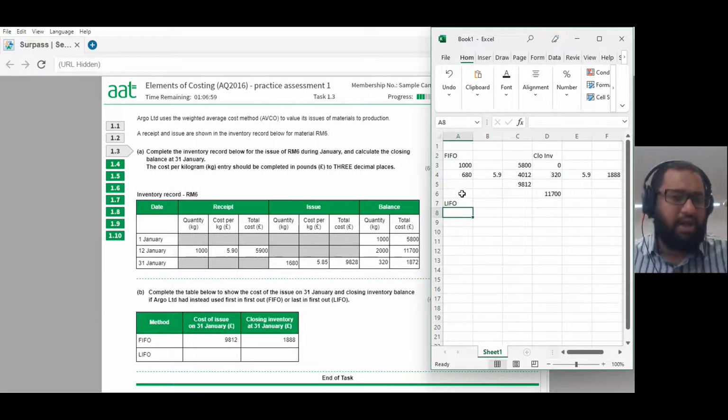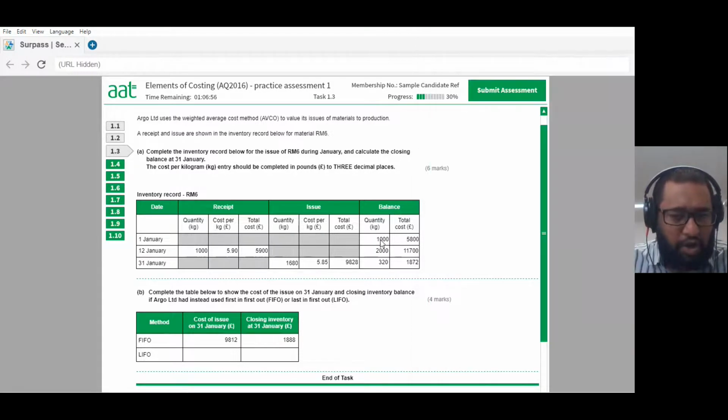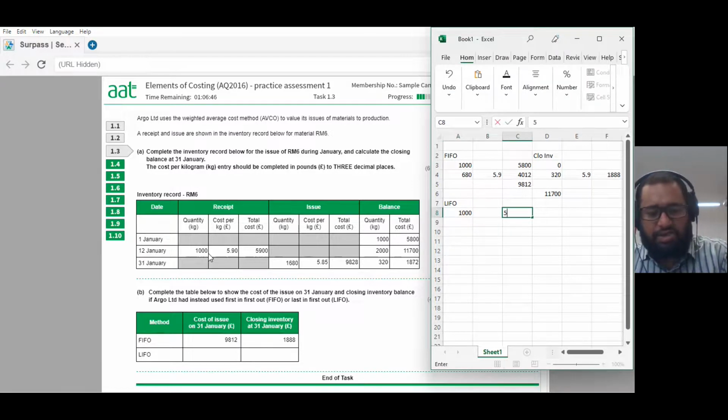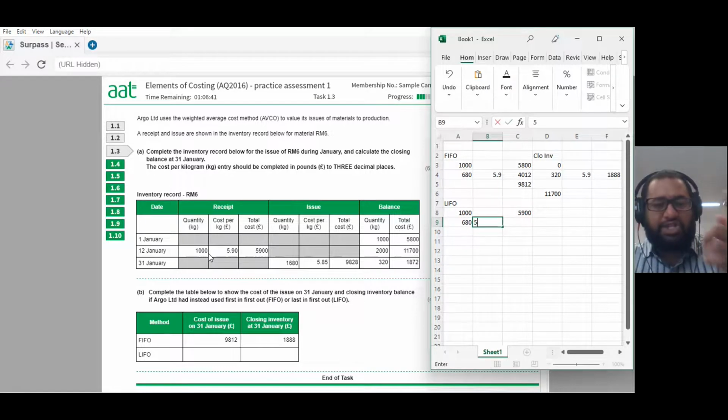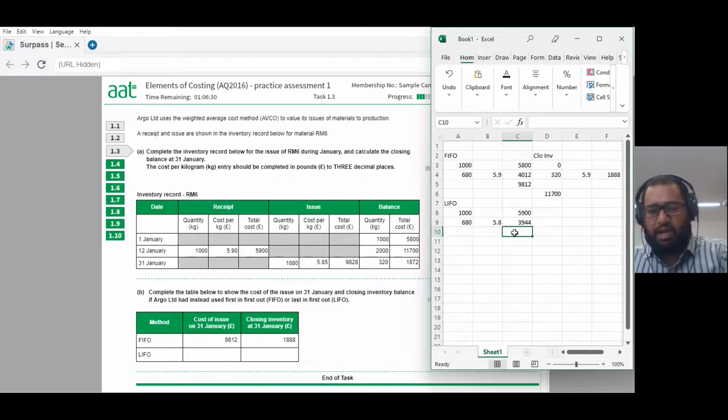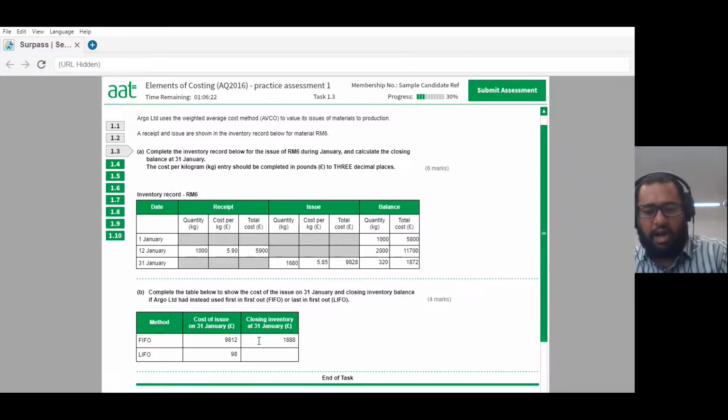When we're doing the LIFO method, the tables have turned because we cannot use this opening inventory of 1,000 first. We have to take our first stock from the 1,000 we received on the 12th of January, because that is last in, first out. So we're going to say here 5,900. And then we're going to take the 680 from where? The initial inventory, which was costed at £5.80. So the cost of that inventory is going to be that multiplied by that, equal to that plus that. And that should give me 9,844.